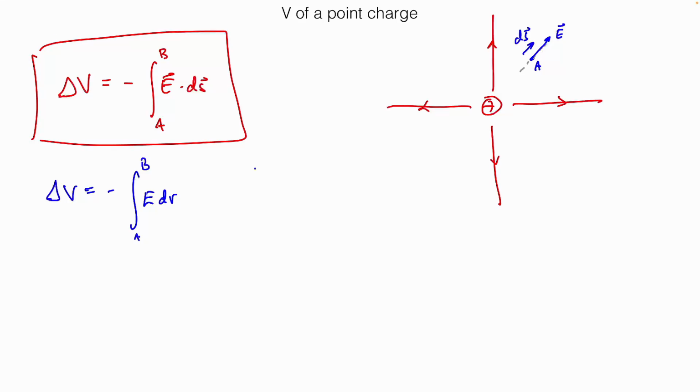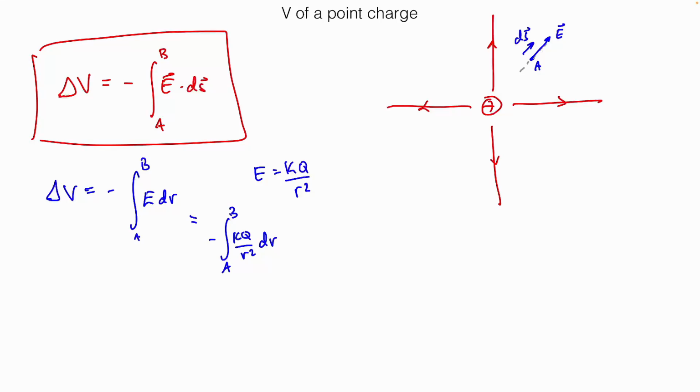The electric field is kQ over r squared, isn't it? Magnitude-wise. And these are magnitudes now, right? Vectors are gone. Dot product, done. We have just magnitudes now, right? So I throw that into my integral here: kQ over r squared dr.